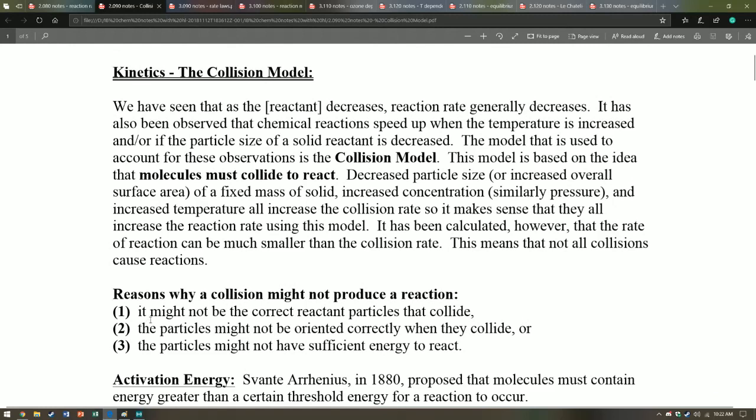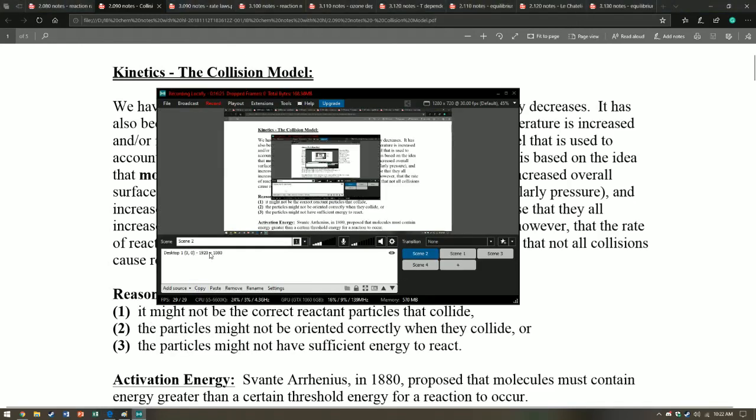So, what are the key ideas here with the collision model? You must have the correct molecules bump into each other and collide with each other, and if they do so with enough kinetic energy in the right orientation, you will cause a chemical reaction to occur. That's really all there is to it. It's not a difficult model per se.